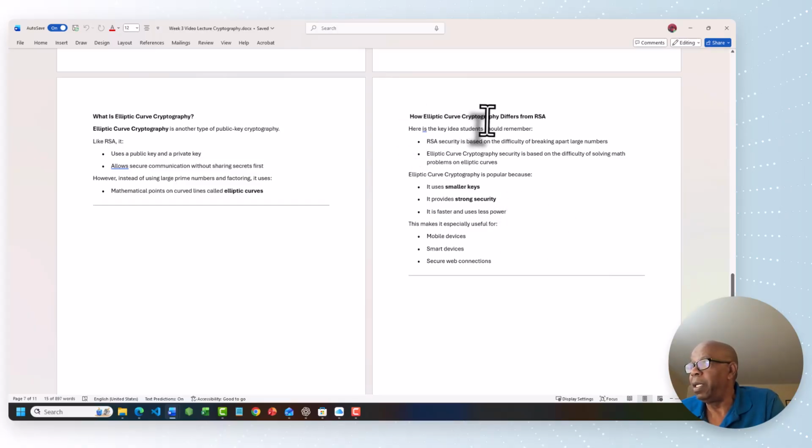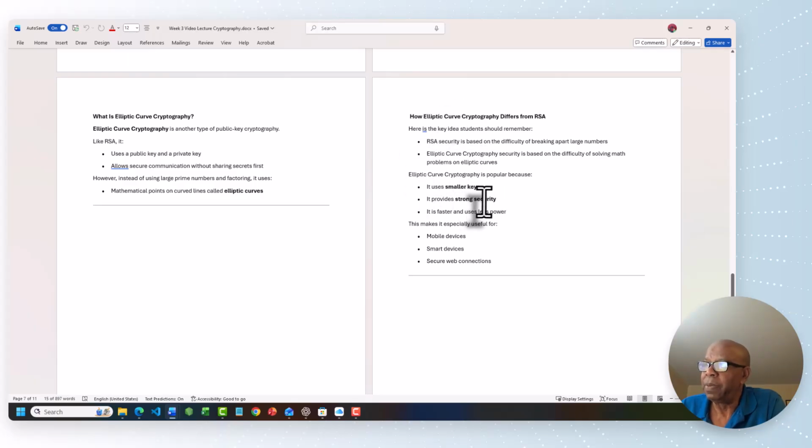So here we're talking about how elliptic curve cryptography differs from RSA. Here's the key idea students should remember. RSA security is based on the difficulty of breaking apart large numbers. Elliptic curve cryptography security is based on the difficulty of solving math problems to figure out a particular point on the curve. Kind of advanced stuff. We're not going to get into the actual mathematics; we'll do something like that if we go into an advanced cryptography course. Here we're just looking at the methods that can be used and the different models we can use.